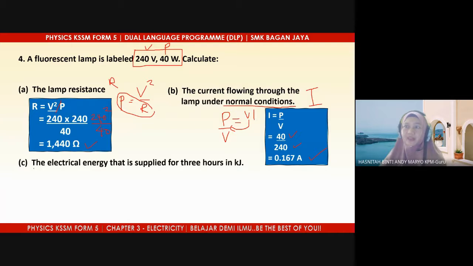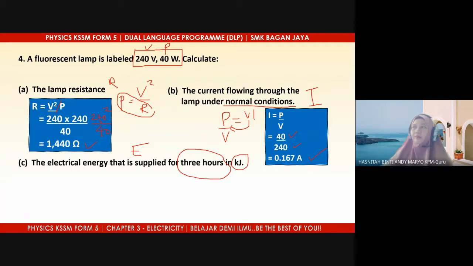Okay, the third one, C. Electrical energy supplied for 3 hours. This one is 3 hours. You must be careful with the time given. Sometimes they give you seconds, in other questions they give you minutes. As for this, they give you hours. And they want you to write the answer in kilojoule. Okay, so find E, students. E, electrical energy, supplied for 3 hours, in kilojoule.